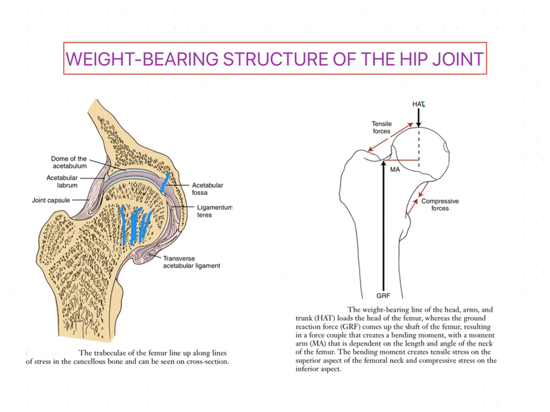So this is the force coming from the upper part of the trunk, half of the weight of HAT, which acts at the acetabulum and then reaches the femoral head.